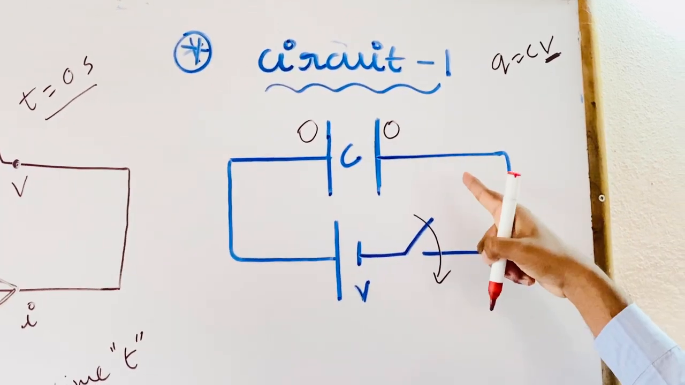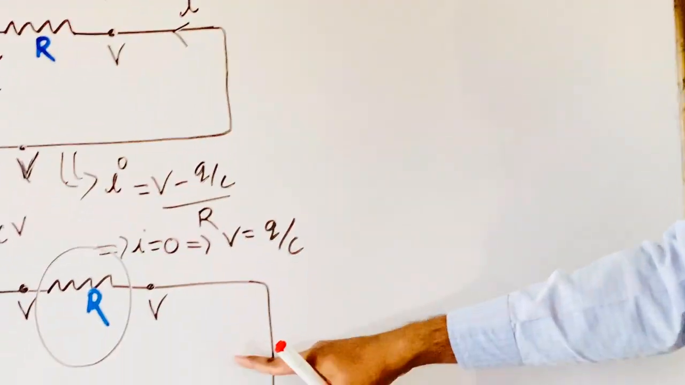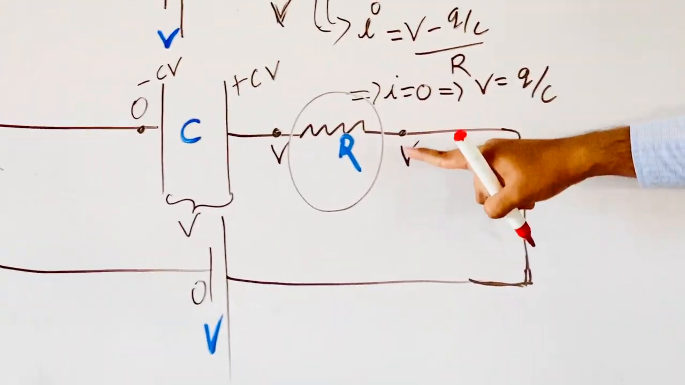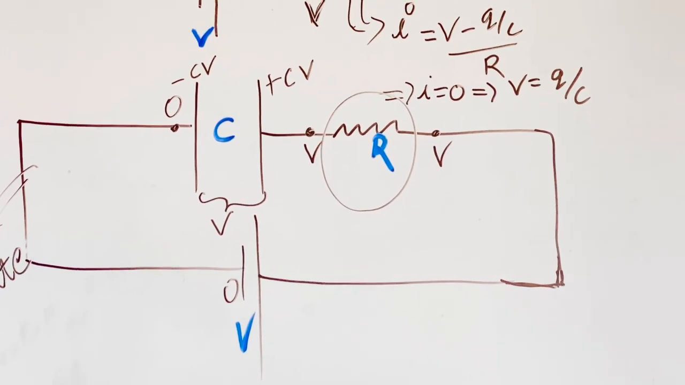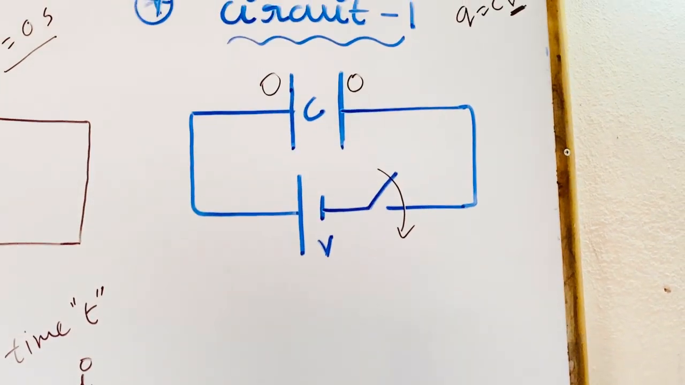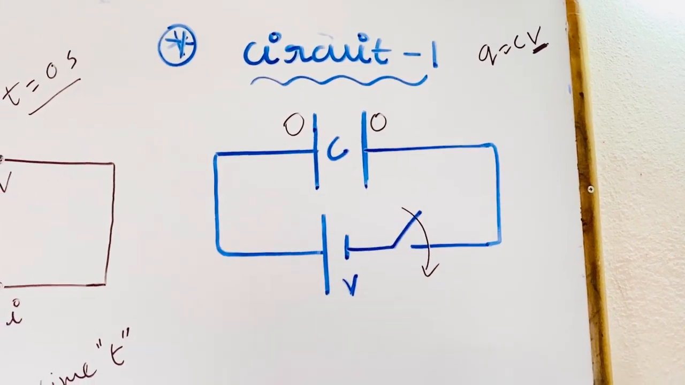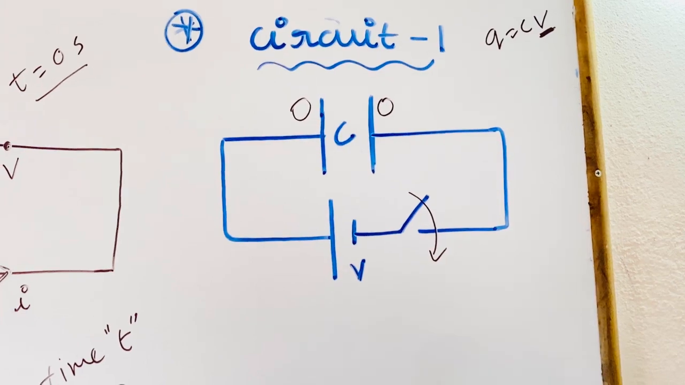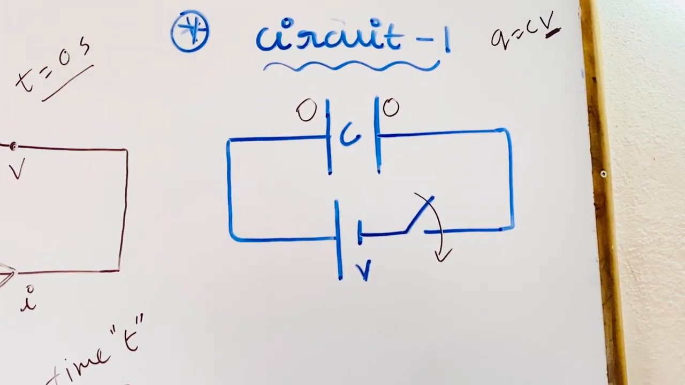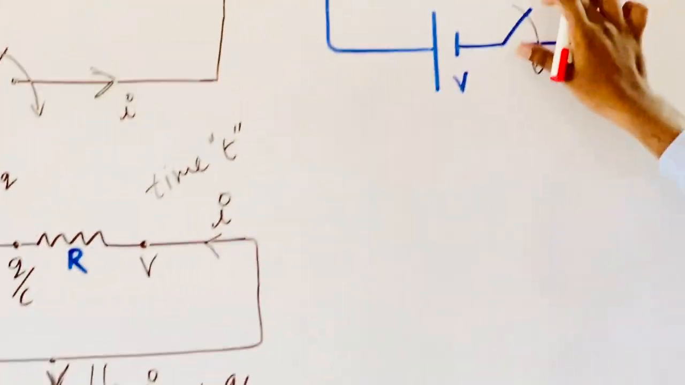Resistor is present like this. This circuit indirectly behaves like this only. Here I am not showing the resistor. Why? This circuit I am assuming, after closing the switch, reaches steady state. In steady state, it is not necessary to draw the resistor. But still we have the resistor as shown in this figure. Okay? Now come back to this figure.